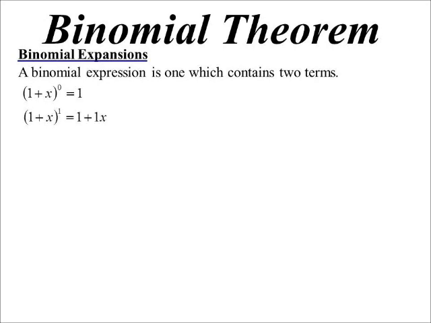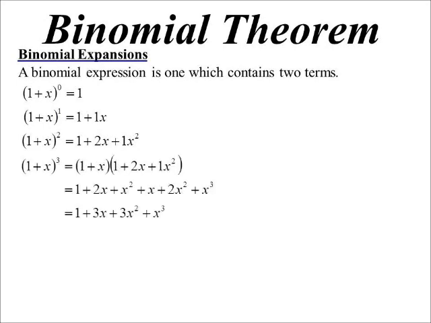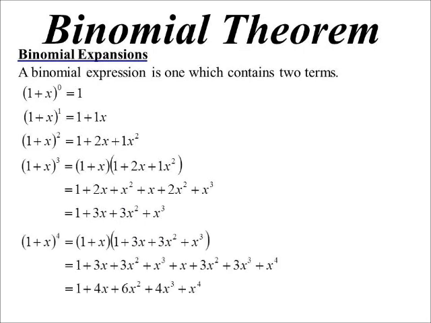And then to the power of 1, we get 1 plus 1x. 1 plus x all squared, we get 1 plus 2x plus 1x squared. And I can keep going. 1 plus x all cubed ends up being 1 plus 3x plus 3x squared plus x cubed. And 1 plus x to the power of 4, if we were to expand that one out: 1 plus 4x plus 6x squared plus 4x cubed plus x to the 4. And so on and so on. And you see that there is a pattern.